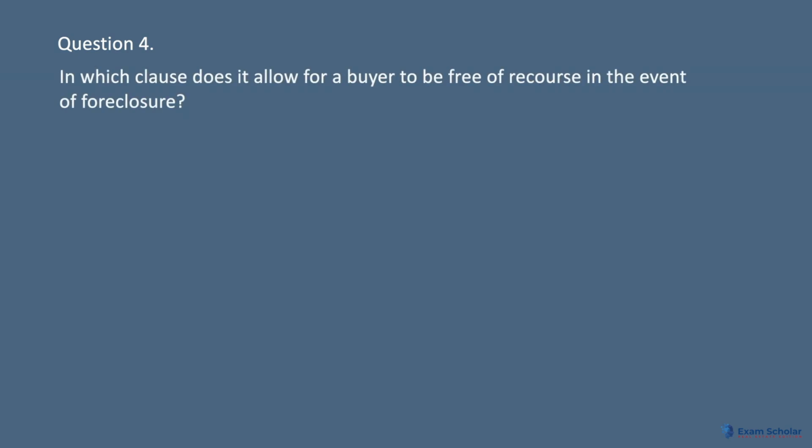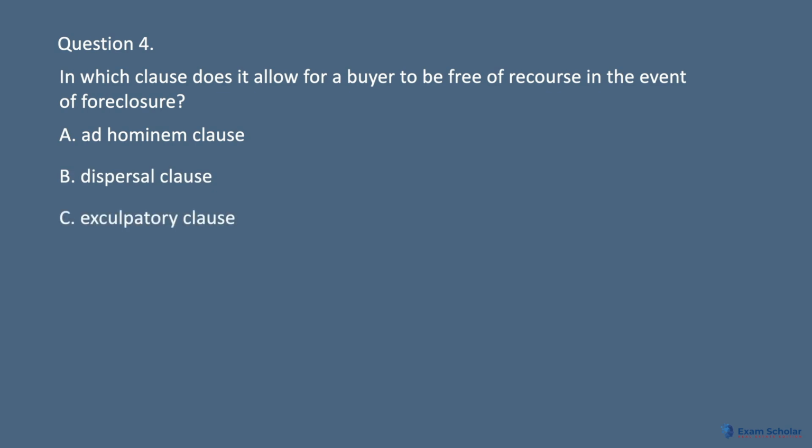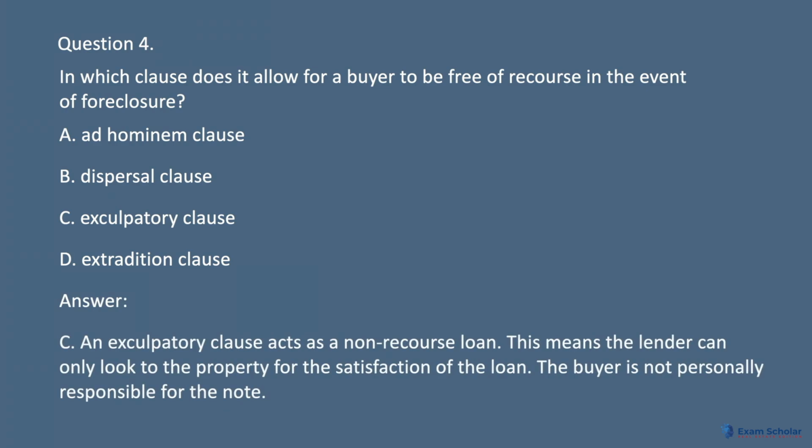Question 4. In which clause does it allow for a buyer to be free of recourse in the event of foreclosure? A. Ad hominem clause. B. Dispersal clause. C. Exculpatory clause. D. Extradition clause. Answer. C. An exculpatory clause acts as a non-recourse loan. This means the lender can only look to the property for the satisfaction of the loan. The buyer is not personally responsible for the note.